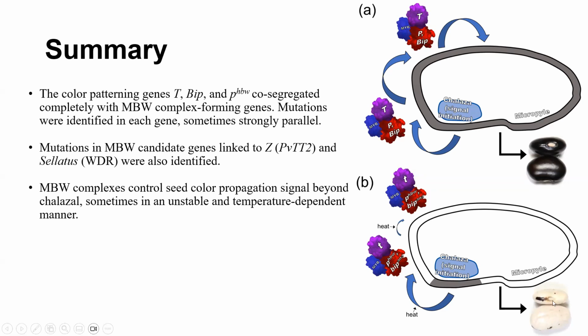And one of the big ideas is that we think that these MBW complexes control this seed pigmentation expression across the seed coat. So even in our triple mutants, we get this little patch of color right there at the chalazal end of the seed, but it doesn't propagate out fully. Whereas when you have wild type genes, you get more and more expression across the seed coat. And so there's something about this propagation signal that is terminated in the mutants, but by raising the plants in warm temperatures, it seems to promote more expression of that color, and it promotes the propagation of that pigmentation activation pathway.